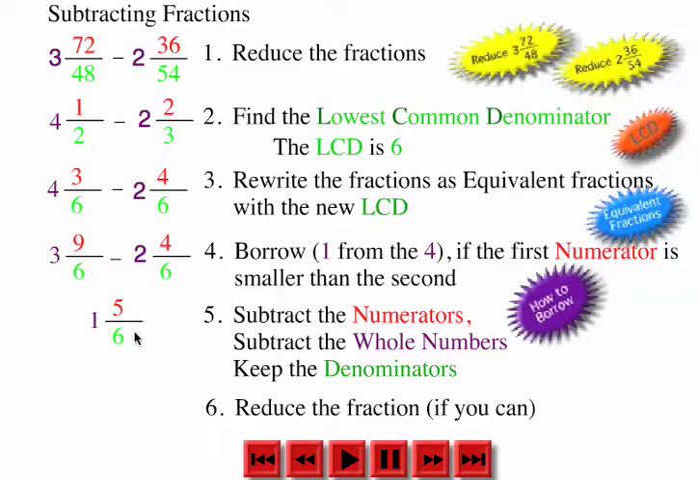Okay, that's it. So the 6 steps are: 1, reduce the fractions; 2, find the lowest common denominator; 3, rewrite the fractions as equivalent fractions; 4, borrow if you need to; 5, subtract the whole numbers and subtract the fractions; and 6 is reduce.